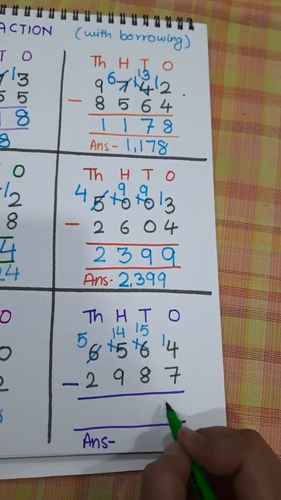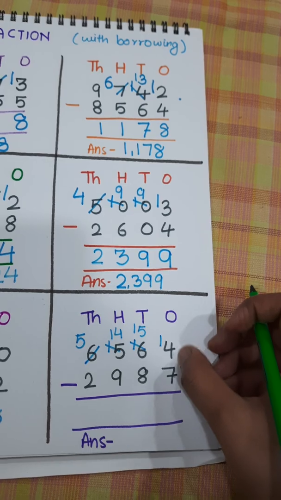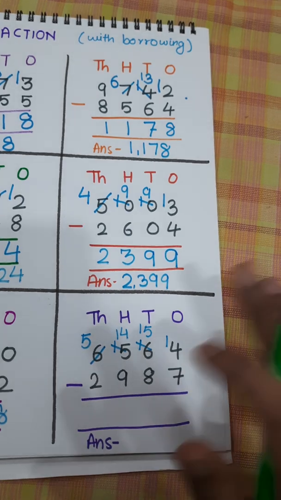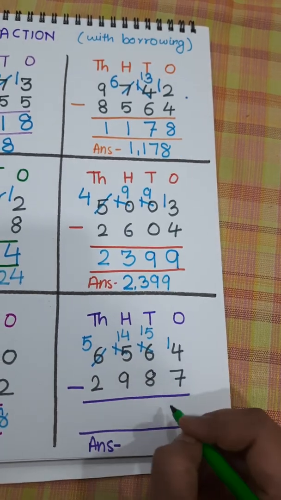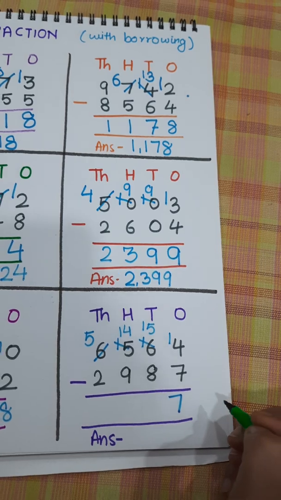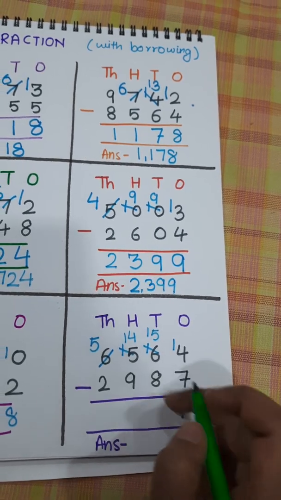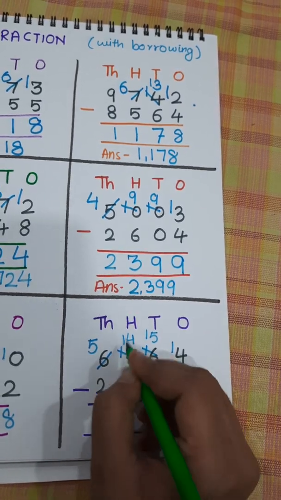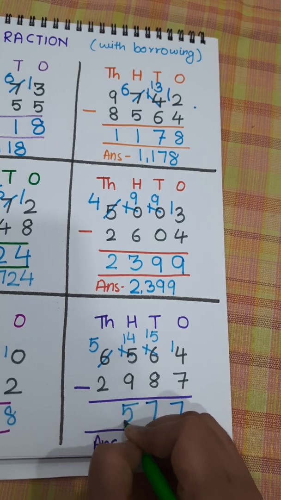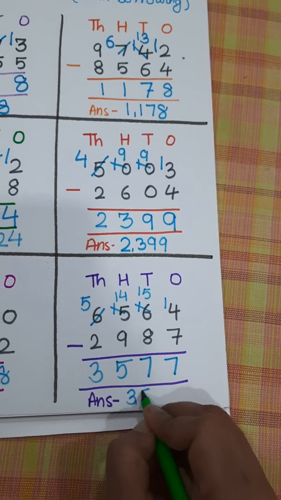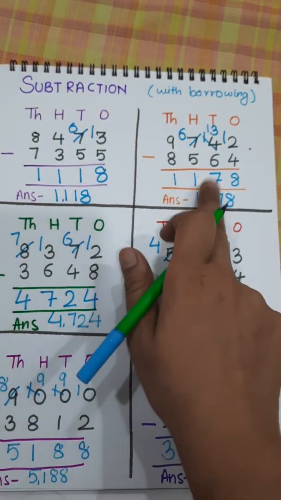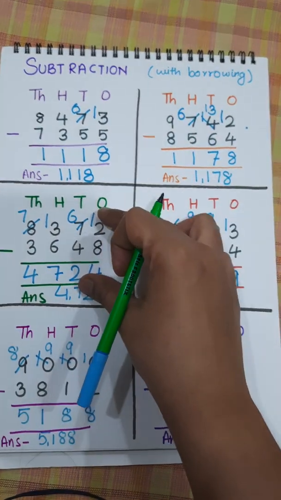So 14 minus 7. See now, some things are like 8 plus 8 is 16, 7 plus 7 is 14, 6 plus 6 is 12. You need to learn these things. So 14 minus 7, 7 and 7 is 14 also. So now it is easy for you to just write the difference straight away. 15 minus 8, it is 7. 14 minus 9, 5. 5 minus 2 is 3. So my final answer is 3577.